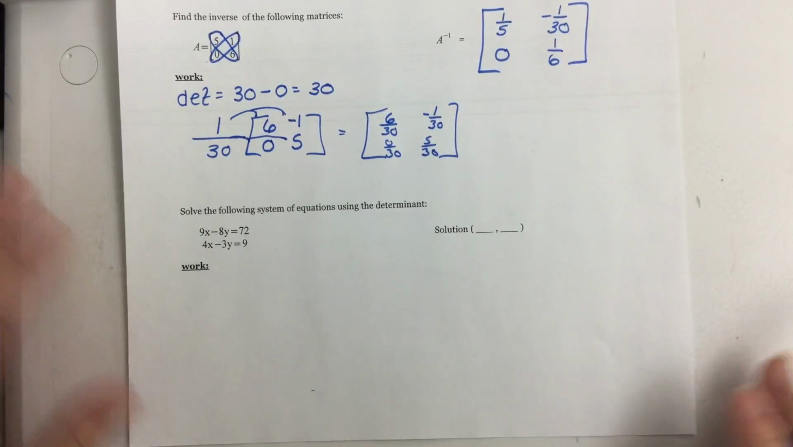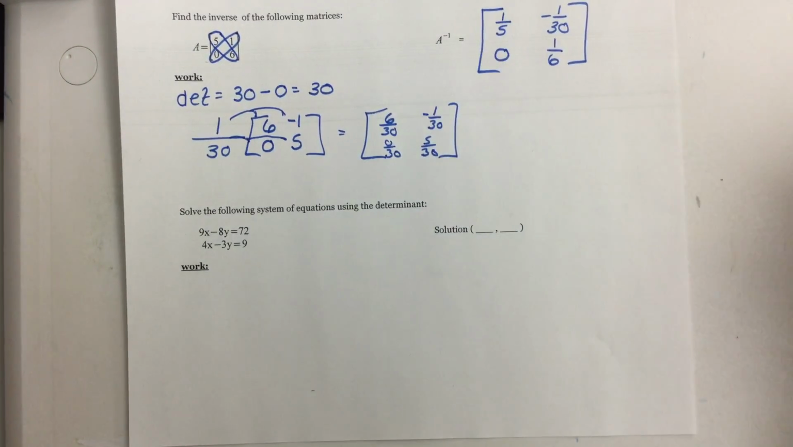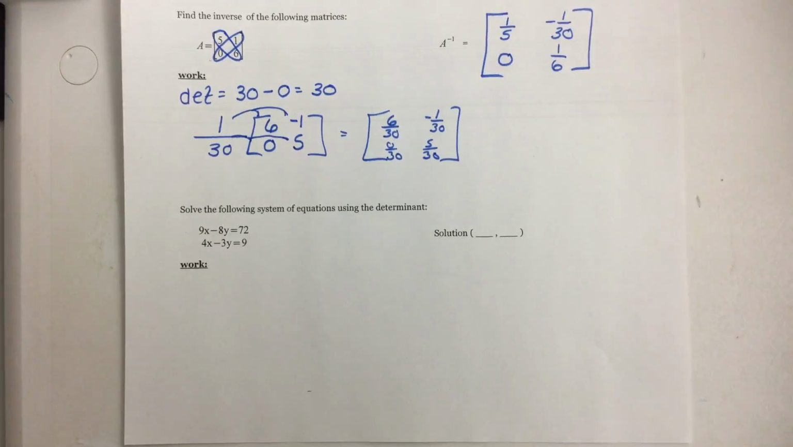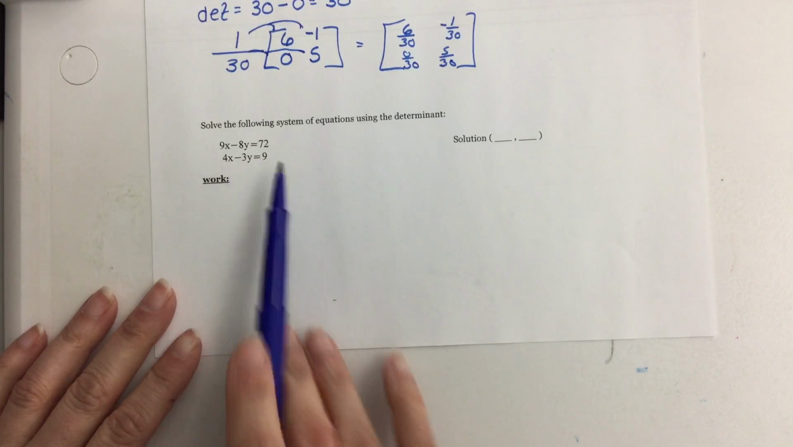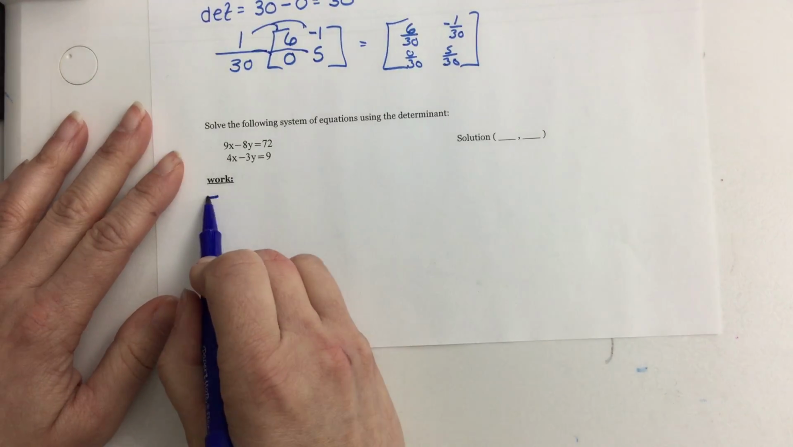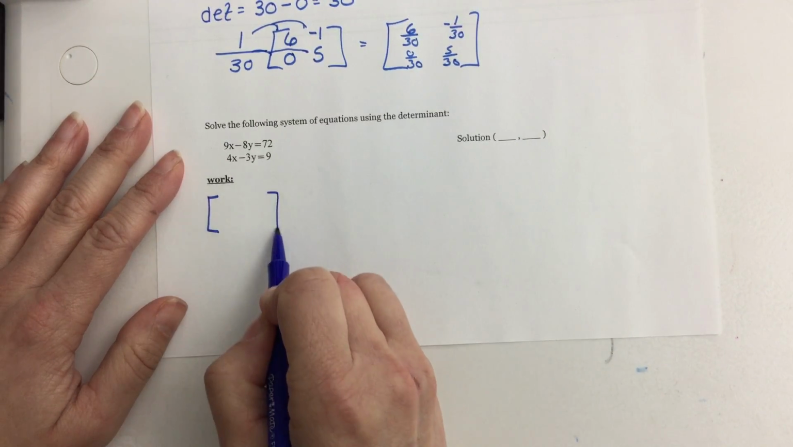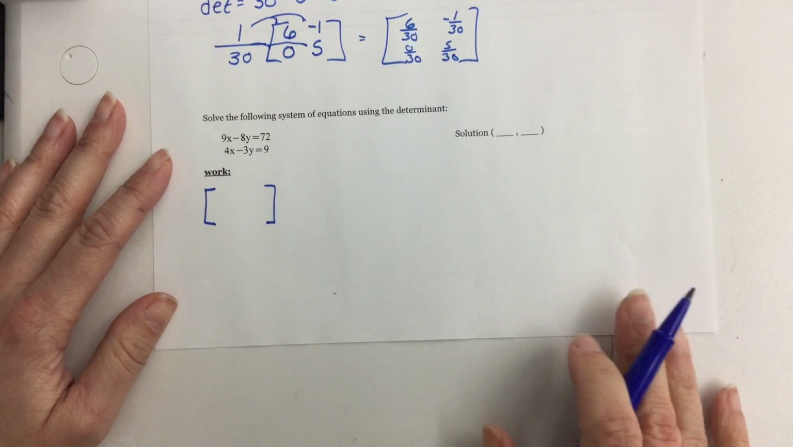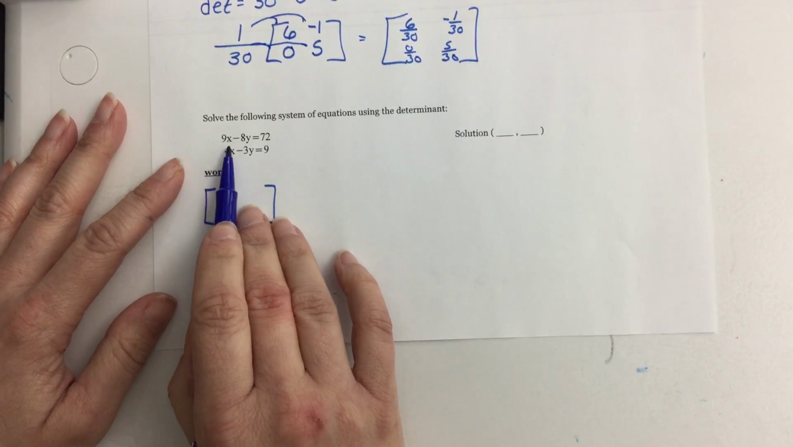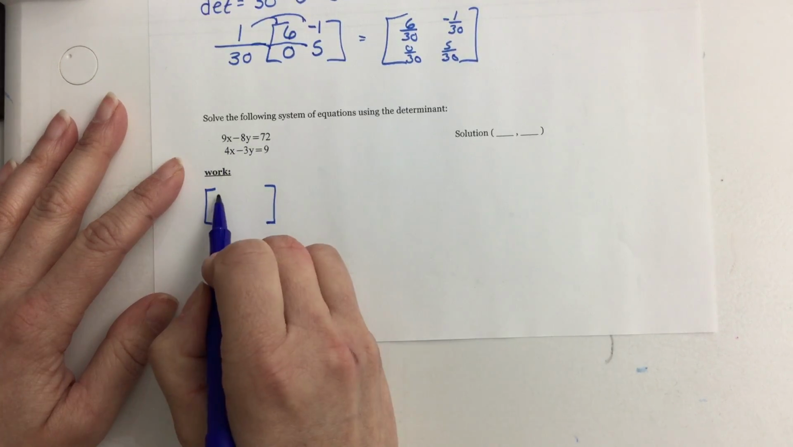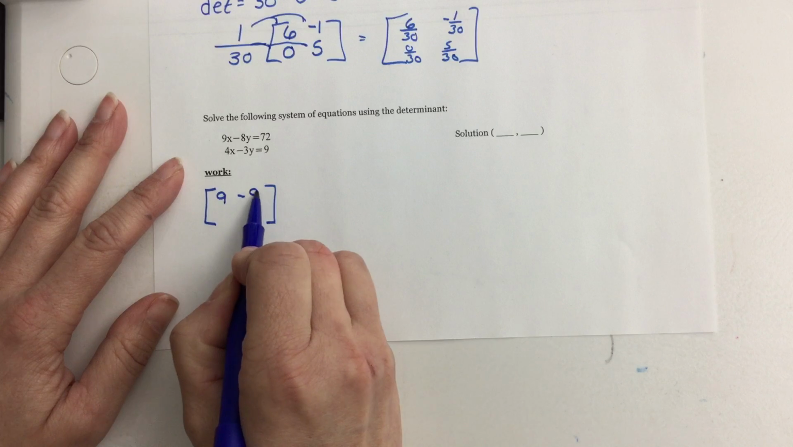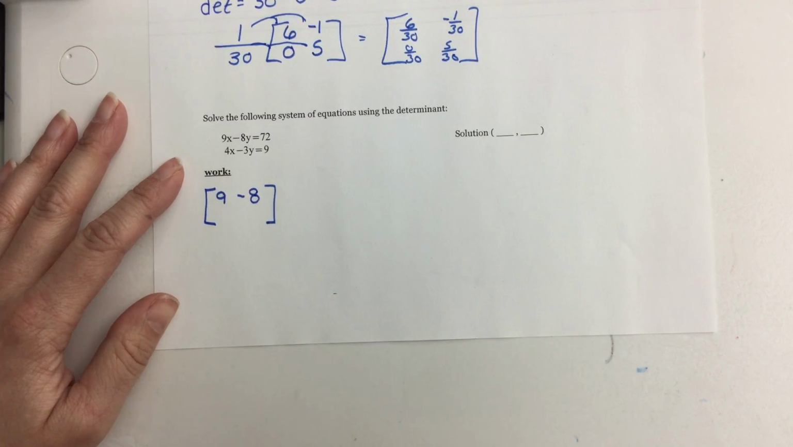Okay, the last step. Now this is where we went ahead and we took matrices and the inverses so we could solve a system of equations. So here is our system, okay? You want to start off step 1 by making what is called a matrix equation. So you take the coefficients. The x's are lined up, the y's are lined up. In front of the variables on the top equation, I have a 9 and a negative 8.